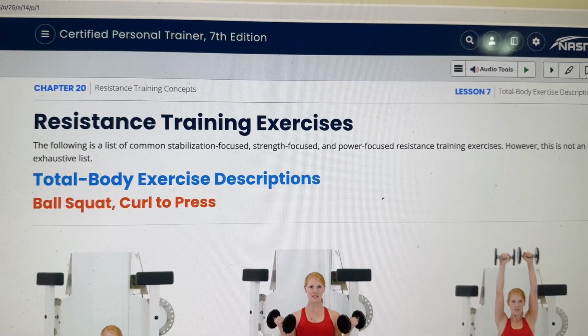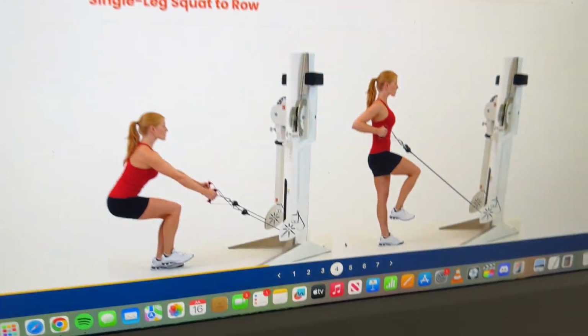Resistance training exercises, lesson 7, 8:39, 7 pages. It's not going to take me that long. Most of these are just pictures. So I'm going to kill this really quick and I'll see you guys in like not even that long, maybe like 5 minutes. So I'll be back. Yeah, chapter 20, lesson 7 is done. 8:42, 2 questions. Here we go.